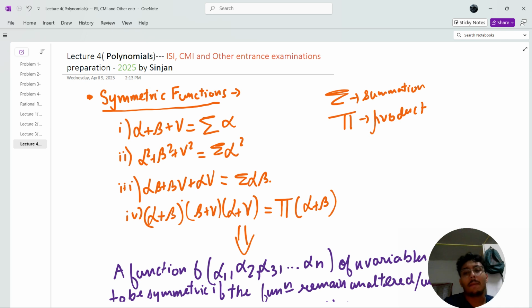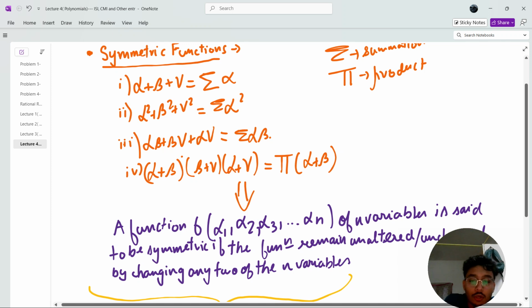As you can see, alpha plus beta plus gamma is equal to summation alpha. So from now on, to ease out our method of writing, we will be using summations. Alpha squared plus beta squared plus gamma squared is summation alpha squared. Alpha beta plus beta gamma plus alpha gamma is summation alpha beta. And alpha plus beta into beta plus gamma into alpha plus gamma is product of alpha plus beta. So that's capital pi for you, which denotes product.